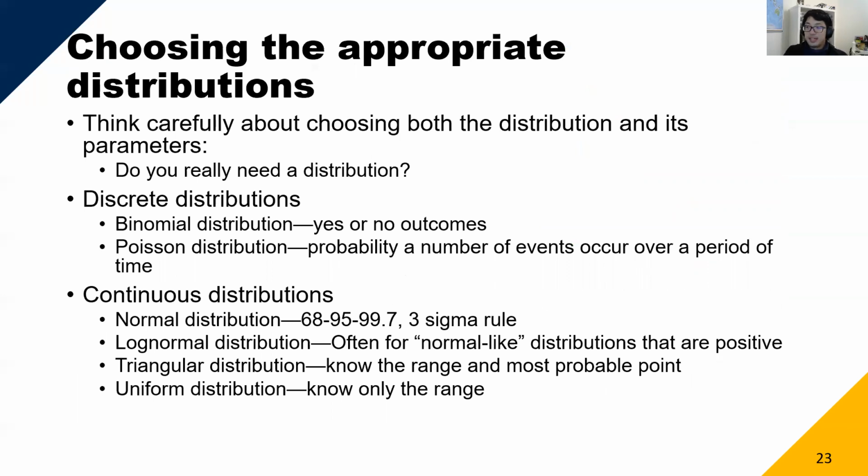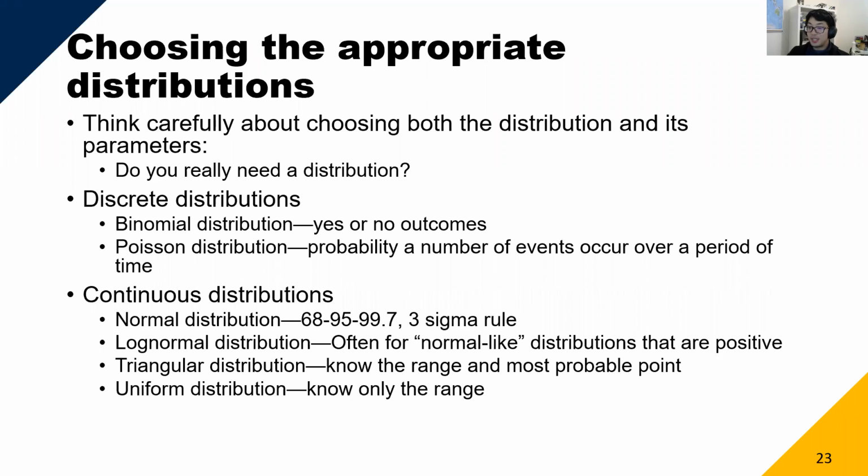Okay, so I was providing some examples of distributions. You need to be able to choose the appropriate distributions, think carefully about what makes the most sense, and whether you actually even need a distribution. For discrete distributions, you could have something like a binomial distribution, where you have some probability that's just a yes or a no.